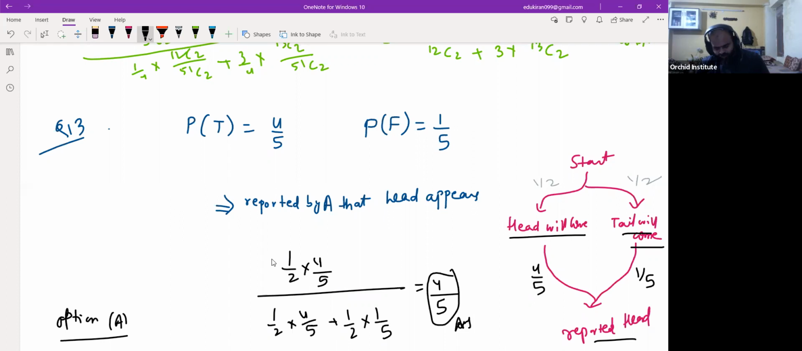So let me give you few more questions, not from the NCERT, from elsewhere, so you'll be able to do on Bayes theorem. Because this is a very important topic and there is more than 50% chance that a question will come on Bayes theorem.